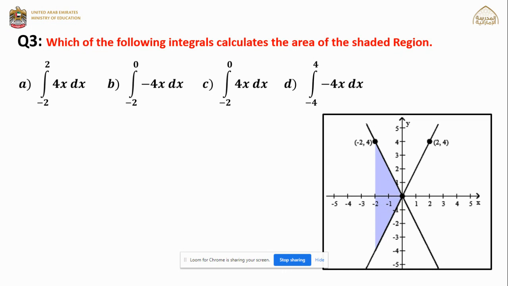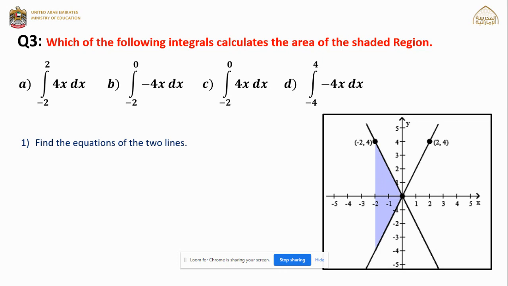Question number 3. Which of the following integrals calculates the area of the shaded region? So here in this question, you have the answers as integrals. That means you don't need to find the final result of the integrals. You must write only the shape of the result as a definite integral. Okay? So first of all, I must find the equations of the two lines here, because these two lines on the graph, I don't have the equations.